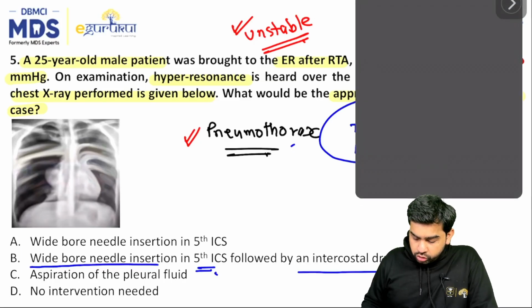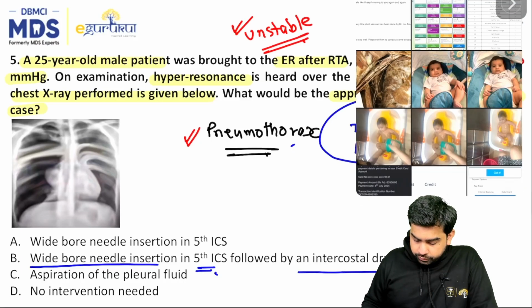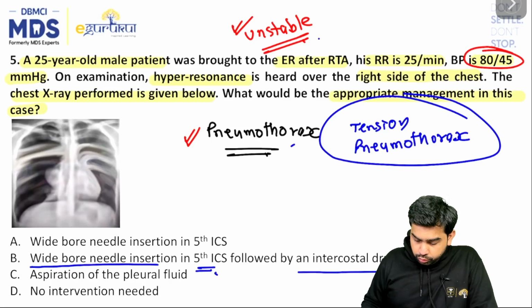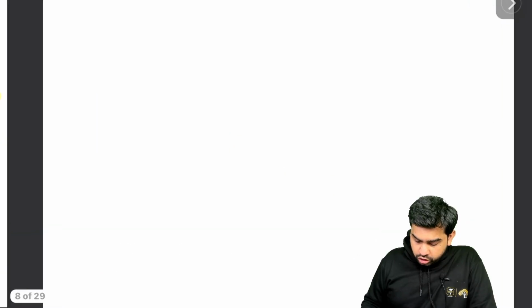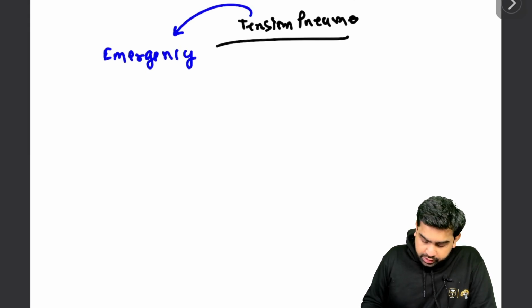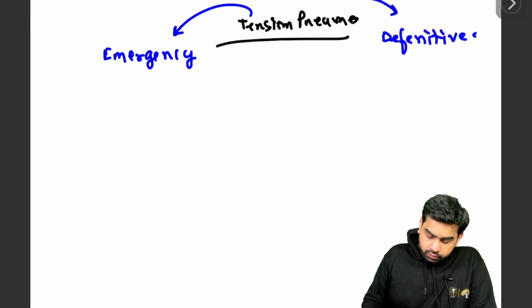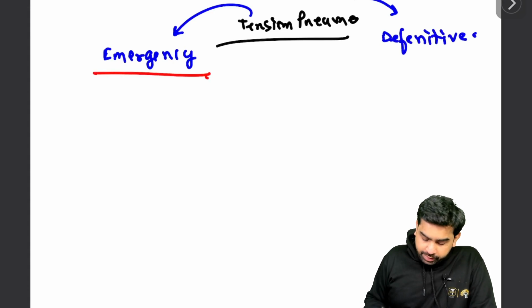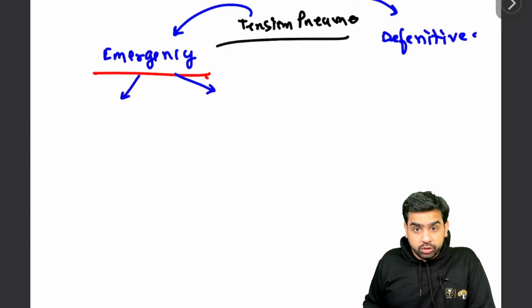So how do you manage a patient of a tension pneumothorax? Please try to understand, whenever you have a patient with a tension pneumothorax, there is something which is called an emergency management, and there is something which is called a definitive management. What about the emergency management?